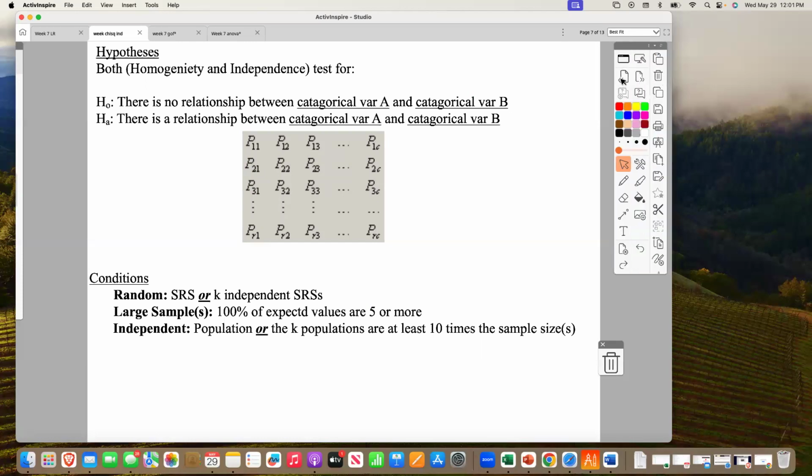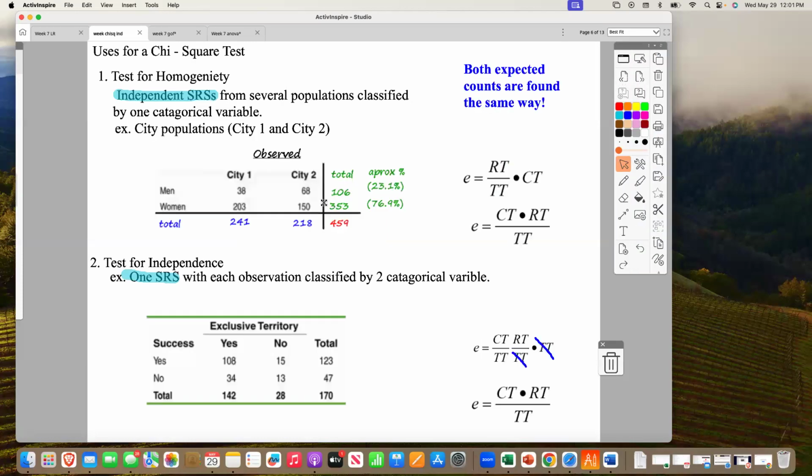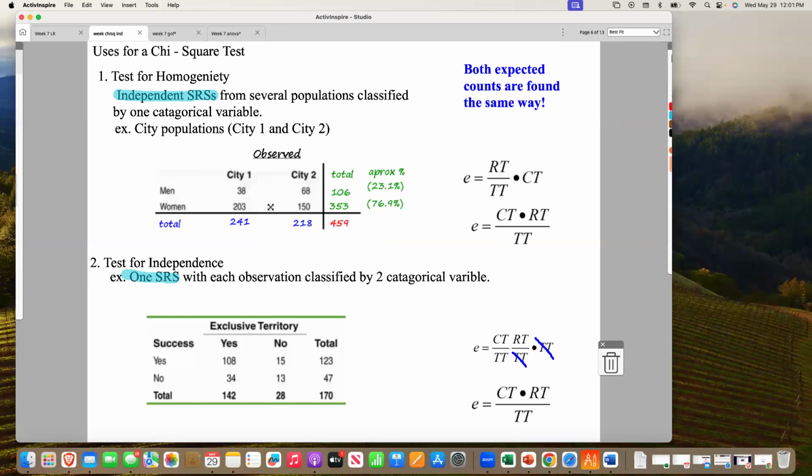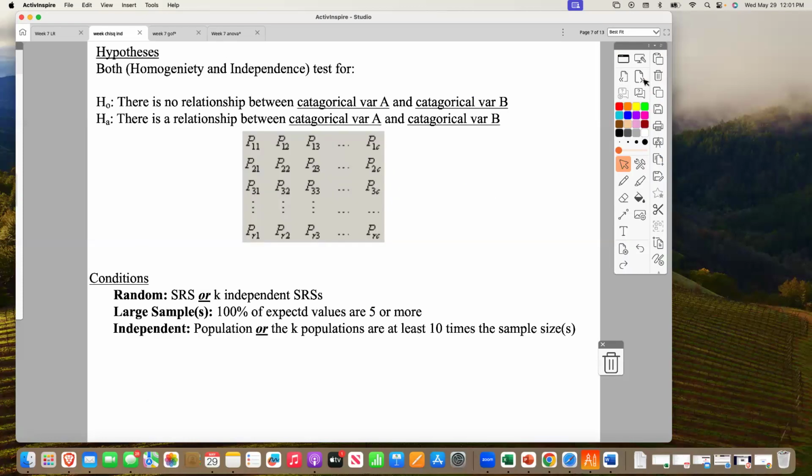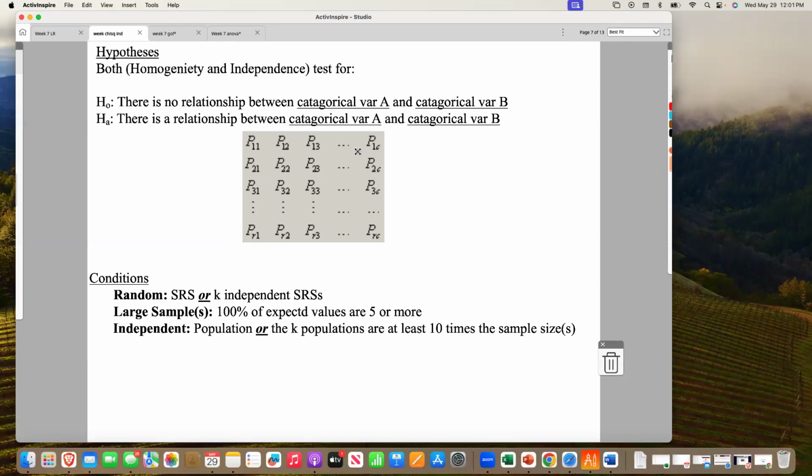So, like I said, if we go back to this one, we expect the same percentage of men and women in each of those two cities to be shopping in those stores. So there'd be no relationship between those variables, whereas otherwise that relationship might be, more men shop in city 1 at secondhand stores than in city 2, and so forth.